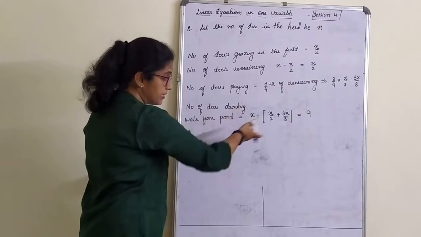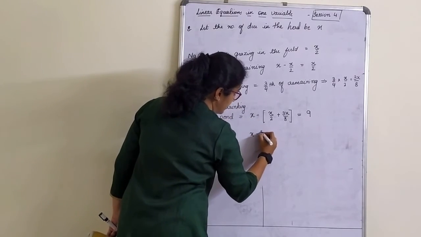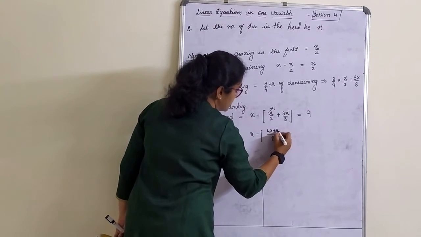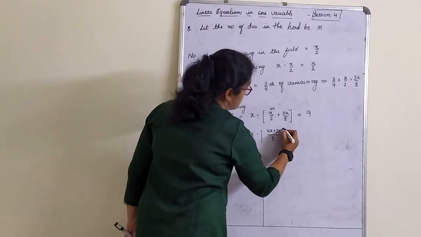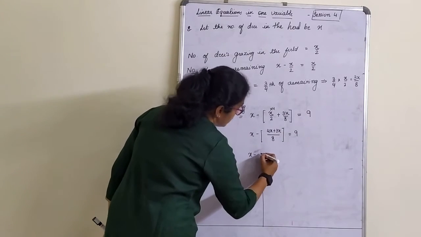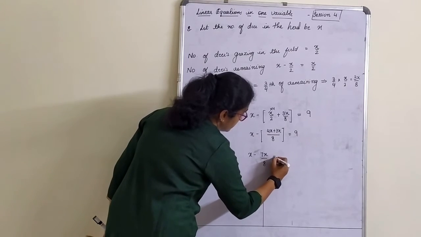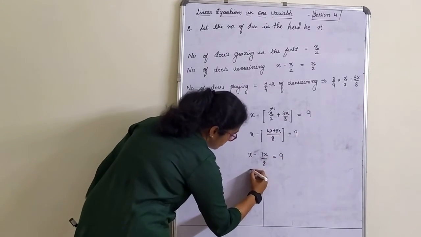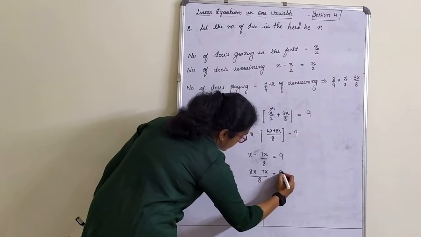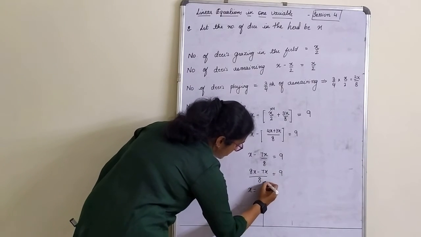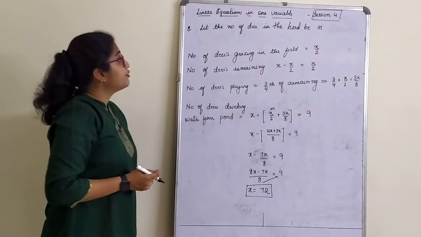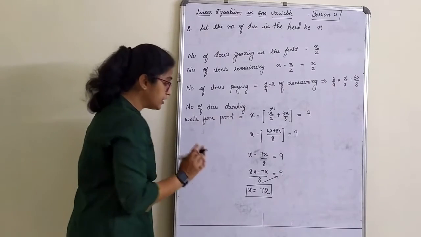Remaining, whatever are remaining from these. Let's find out this now. x minus x by 2 and 3x by 8. LCM is 8. x minus 4x plus 3x is equal to 9. x minus 4x plus 3x, 7x by 8 is equal to 9. Take LCM. 8x minus 7x divided by 8 is equal to 9. 8 minus 7 is x. x is equal to, cross multiply here, 9 8s are 72. Therefore, number of deer in the herd are 72.